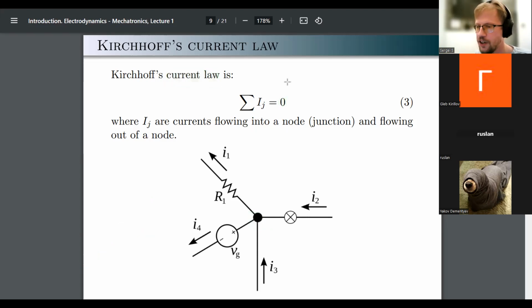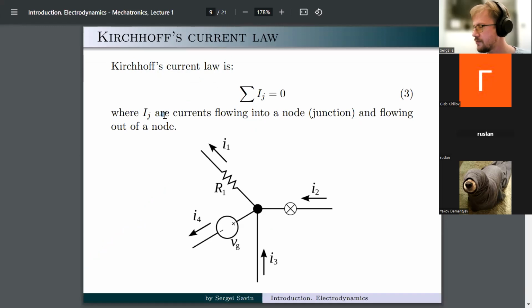All right? Clear about Kirchhoff's current law? Yes, clear. Okay, good.